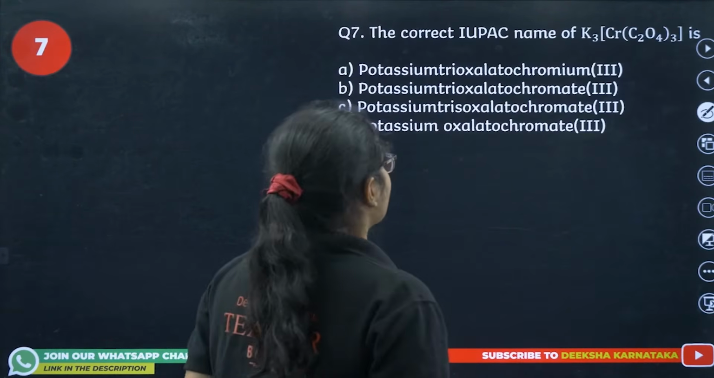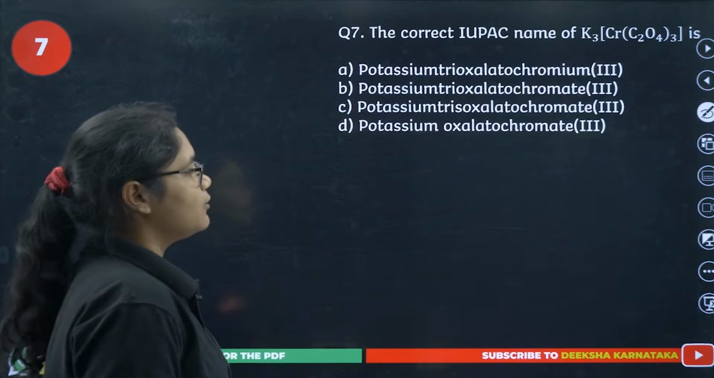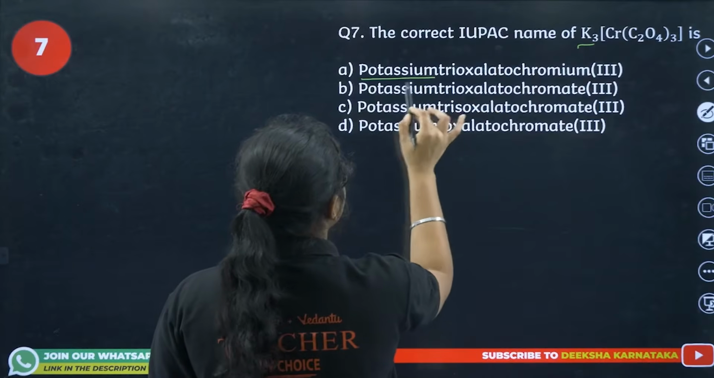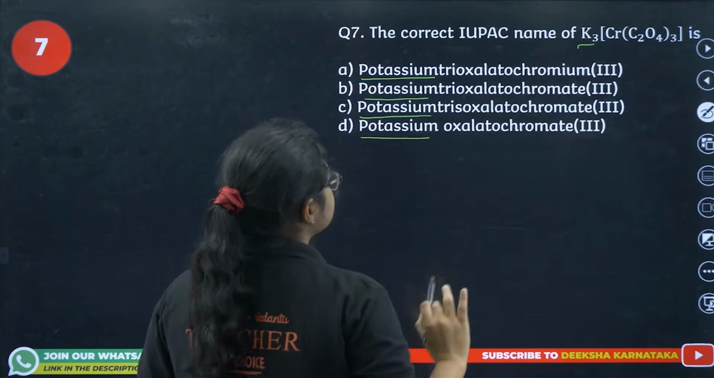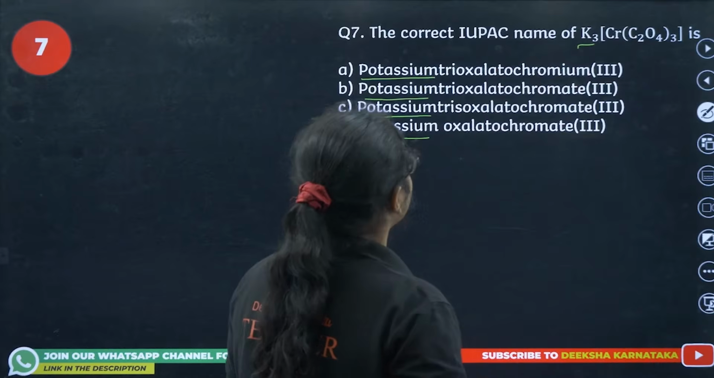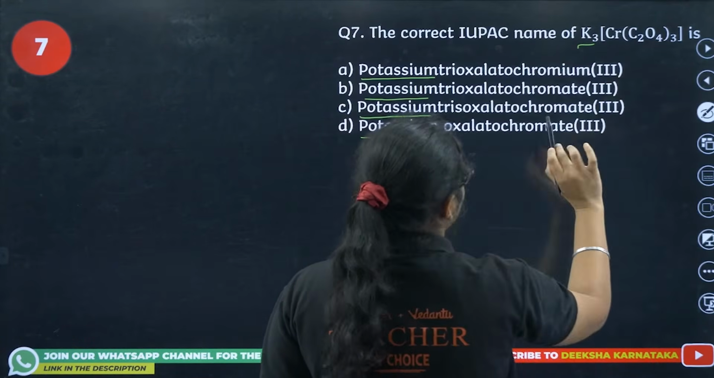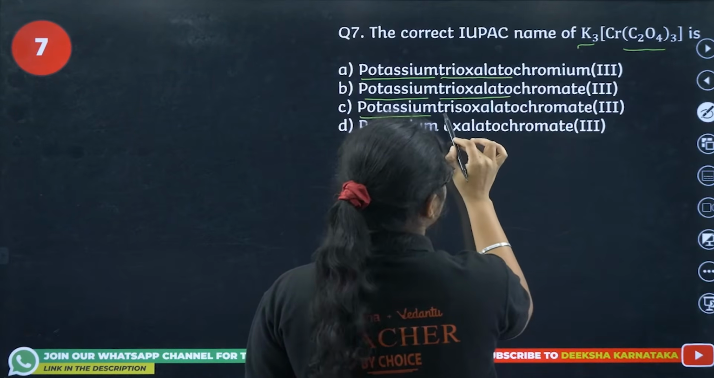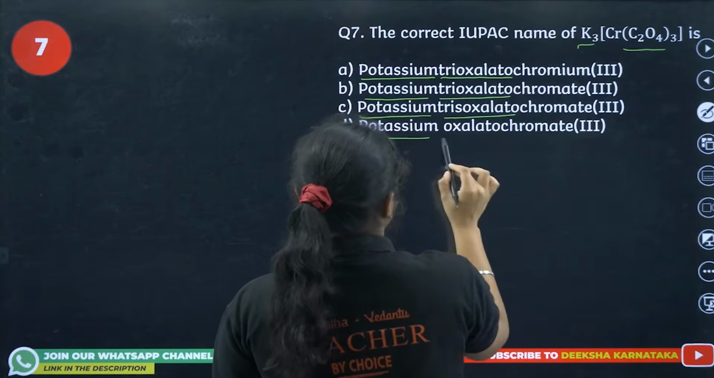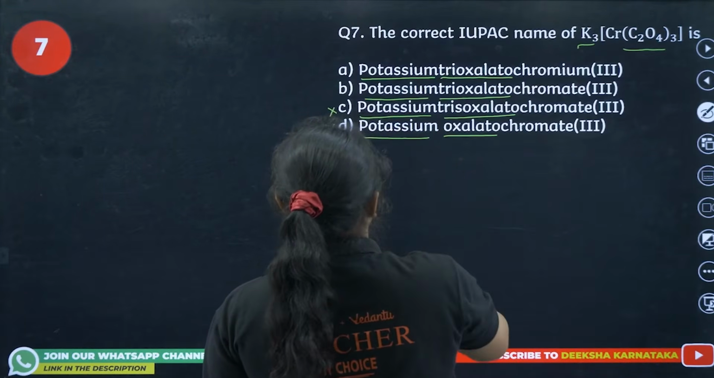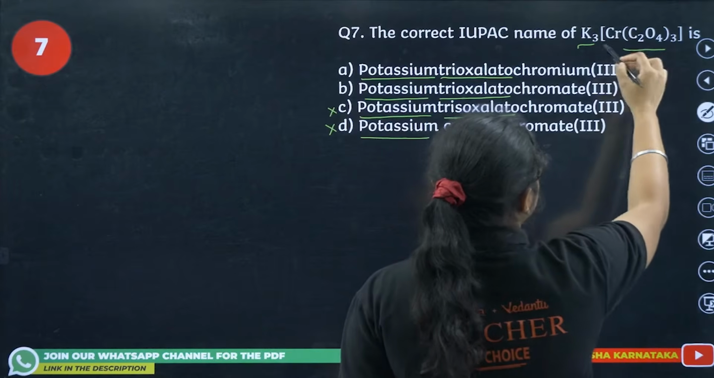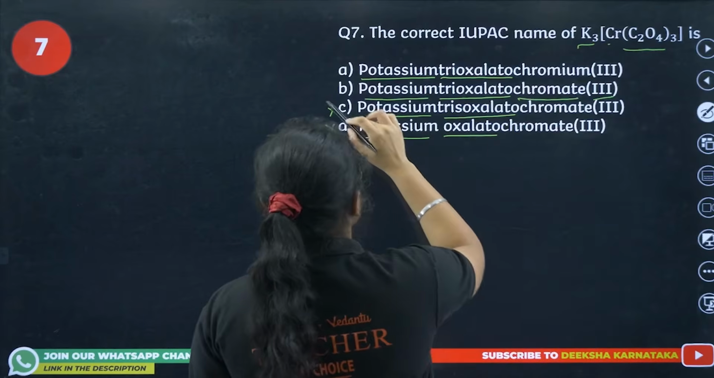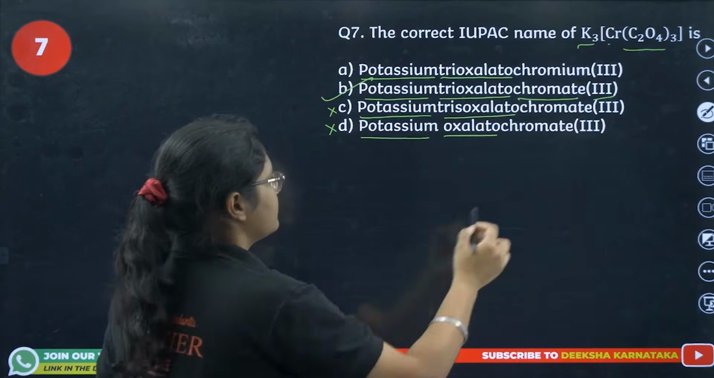Next, the correct IUPAC name of the given compound. So first of all, it has to be potassium, right? First the cation is written, so potassium, it is correct in all. Next we have trioxalato. Trioxalato should be there. Here trisoxalato is not required, here only oxalato is there, so these two are wrong. Next we have chromium. Since it is a part of the negative ion, chromium should be chromate, and then we should have 3. So option number B is the correct answer here.